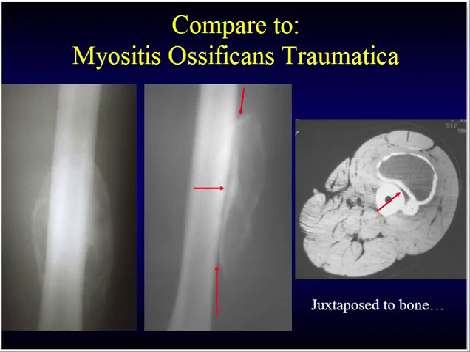Now, here's the key. Here's something I want to show you that's going to help you recognize this. Myositis ossificans traumatica is what we call juxtaposed to the bone. It's near the bone, but typically not stuck on the bone. All right? Here it is. On plain film, there's a little bit of space between the bone and the lesion. On CT, you can see there's space between the bone and the lesion. And here it's mineralized at the periphery and less dense in the center.